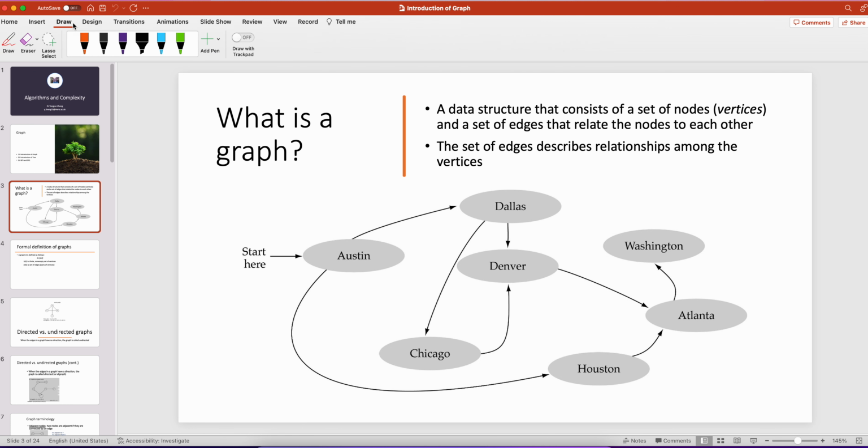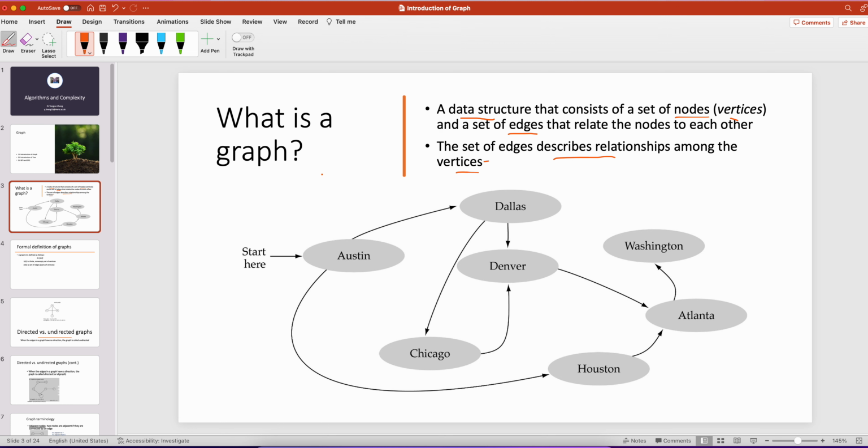So the graph is a data structure that consists of a set of nodes or vertices and a set of edges. The set of edges describes the relationships among the vertices. So why do we need the graph?